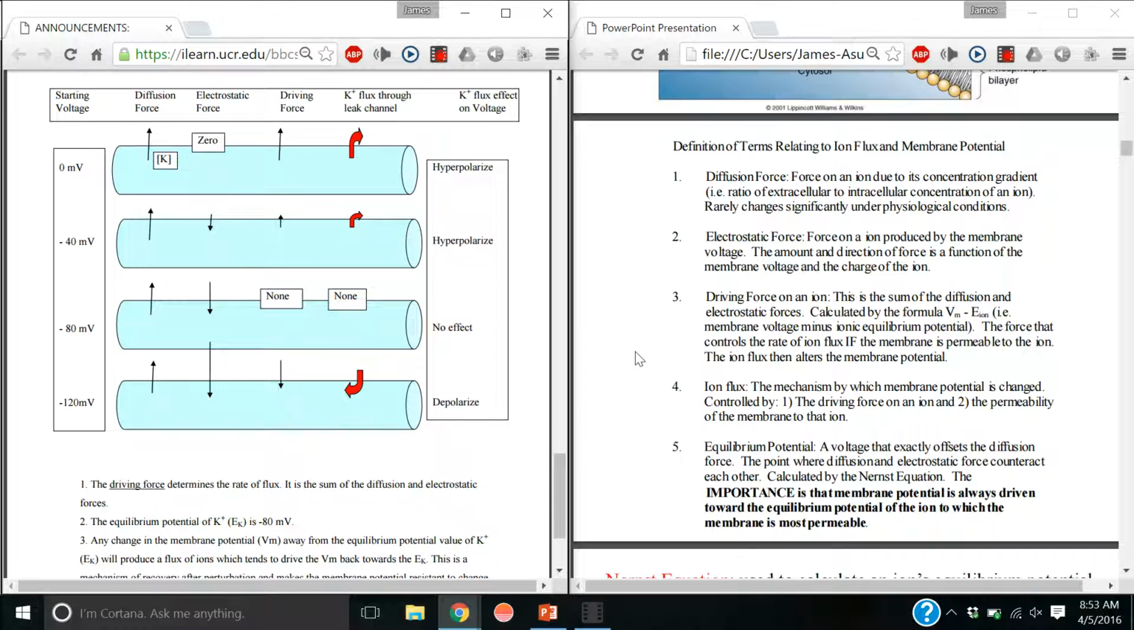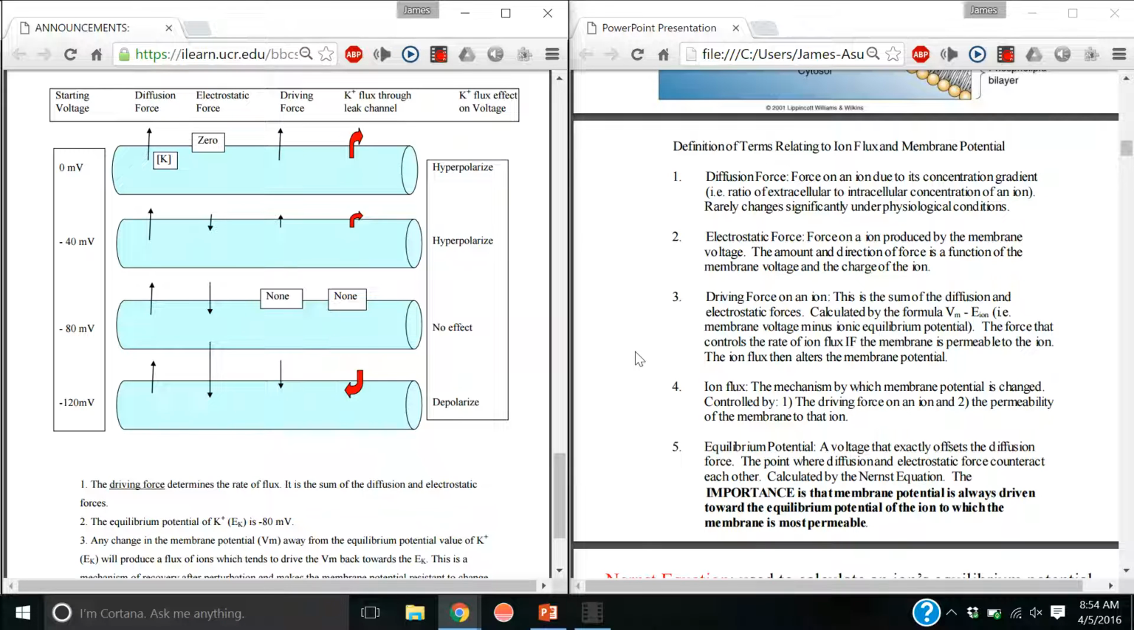Electrostatic force, first time we talked about that, electrostatic force is a direct function of the membrane voltage. So at 0 millivolts, the electrostatic force is 0. At minus 40 millivolts, the electrostatic force on a positively charged ion is inward. At minus 80 millivolts, the electrostatic force is even greater on a positively charged ion. Negatives attract positives, right? And at minus 120 millivolts, the electrostatic force is even greater than before.